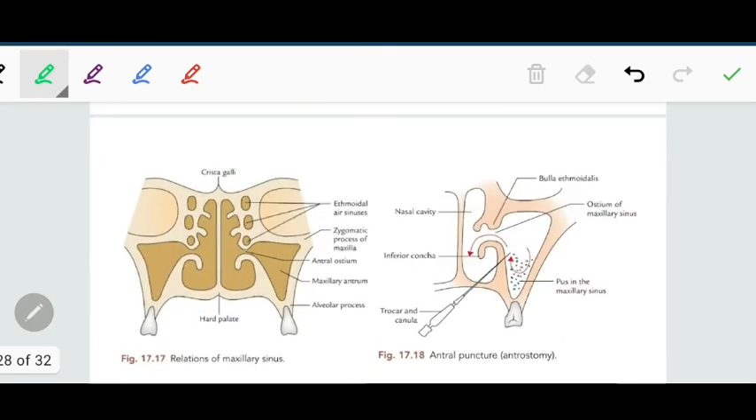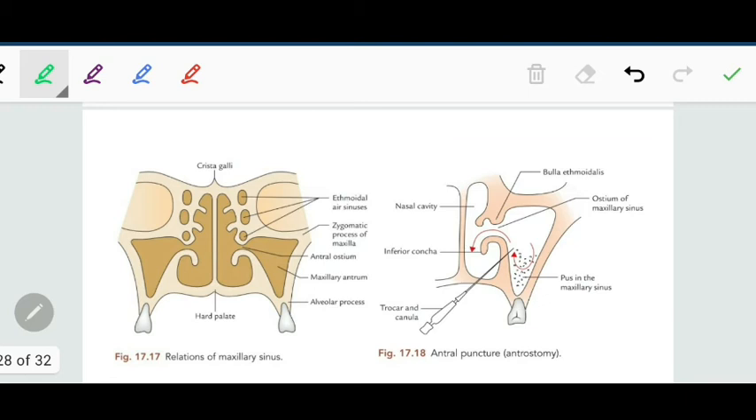Now coming to the clinical importance. Maxillary sinusitis is a very important condition. Maxillary sinus is most commonly infected of all the sinuses due to the following reasons. Number 1, infection can reach into the sinus from an infected nose. From the nose, infection may get into the maxillary sinus. Then from the teeth, carious teeth, infection may also travel into the maxillary sinus.